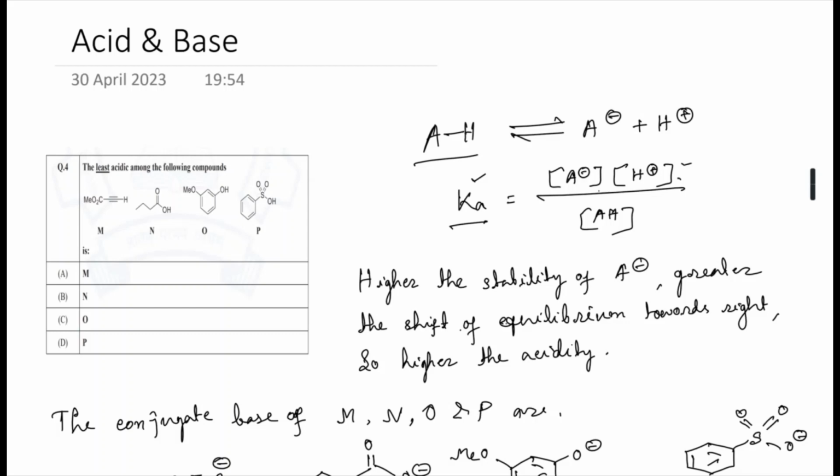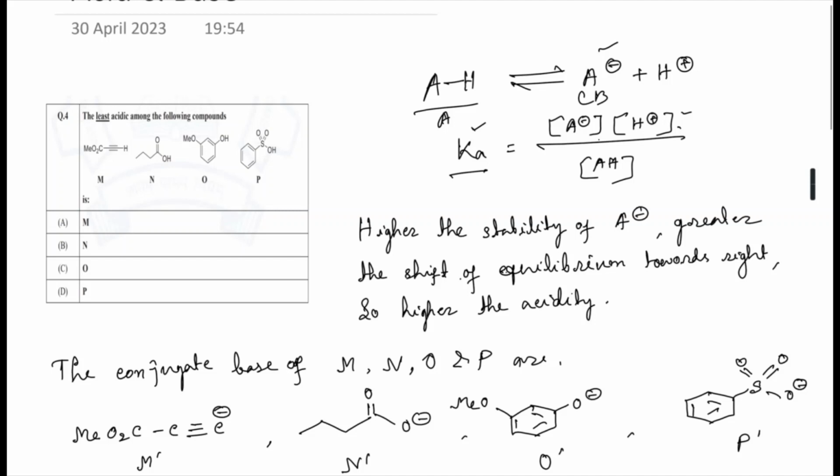It will be higher when the concentration of A minus is higher in equilibrium. So if A minus is a stable one, then the equilibrium will shift towards the right, and the value of K will be much higher. And A minus is called the conjugate base, Cb, of this acid. So the higher the stability of the conjugate base, the higher is the acidity.